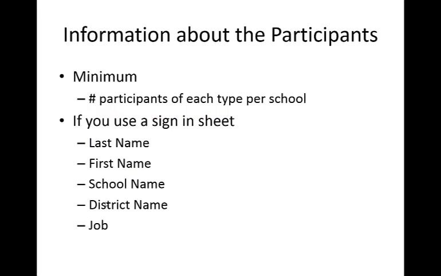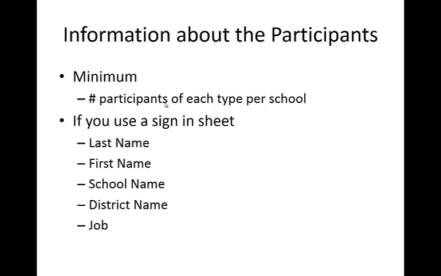The next piece of information we need is the information about the participants. Because of the way that we've written it, our goal is to reach all of the 818 schools in the state with information from each of the 4 questions. And so the minimum that we need is the number of participants of each type per school. We want to know how many administrators there were, how many teachers there were, how many coaches or trainers there were, how many paraprofessionals there were, and if there were other participants there, like sometimes at conferences we have professors who come, or other people outside of that description of administrator, teacher, trainer, coach, and paraprofessional.